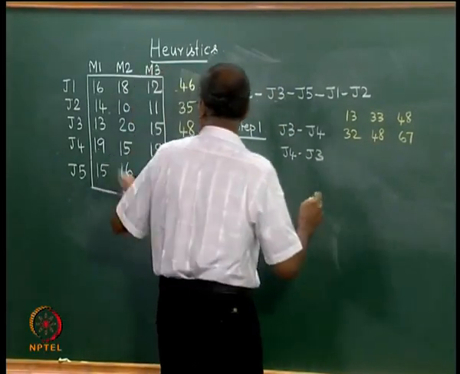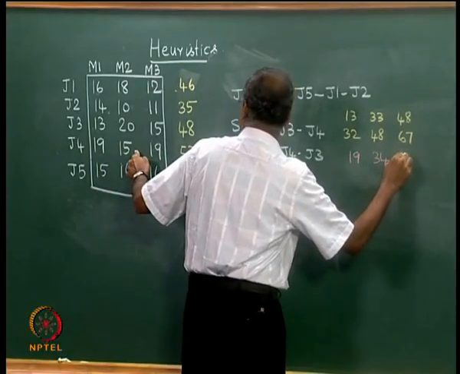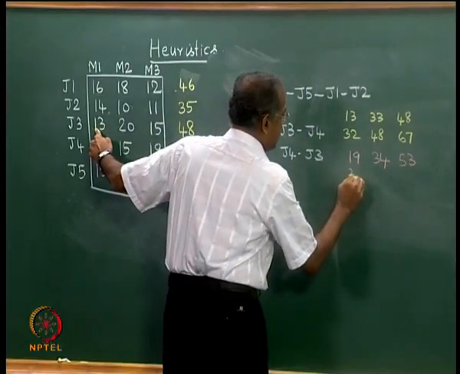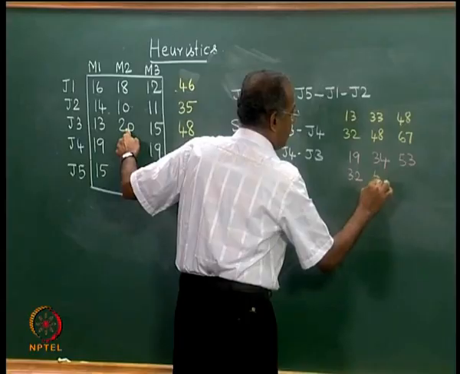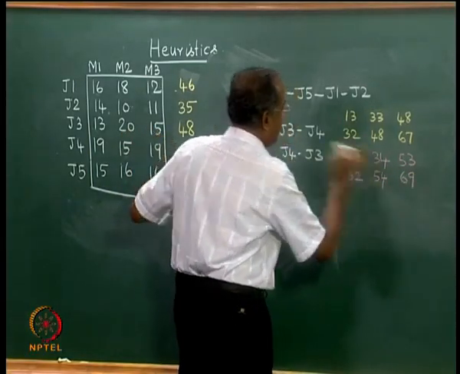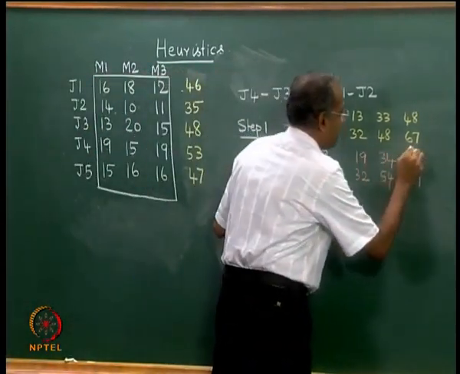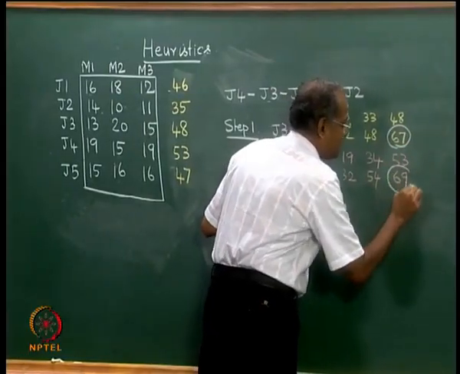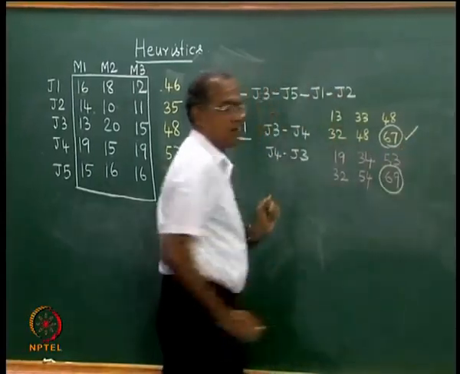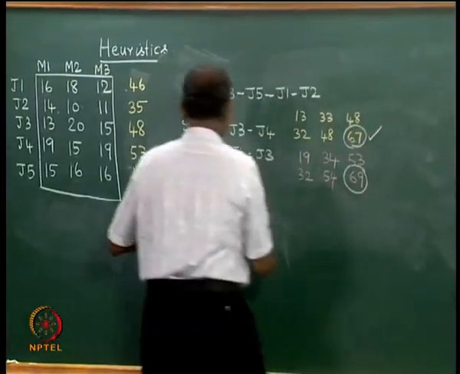For J4, J3 it is 19 plus 15, 34, 34 plus 19 is 53. 13 plus 19, 32, 34 plus 20, 54, 54 plus 15, 69. Now this partial sequence has a makespan of 67, this partial sequence has a makespan of 69. So choose this sequence. So now choose J3, J4.